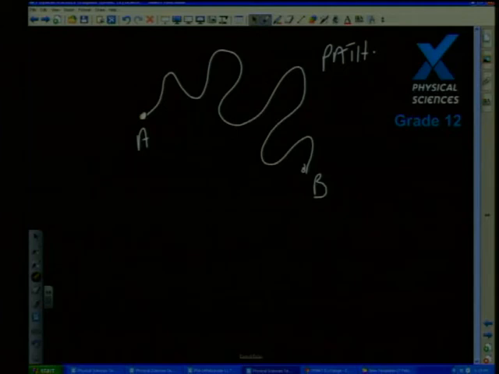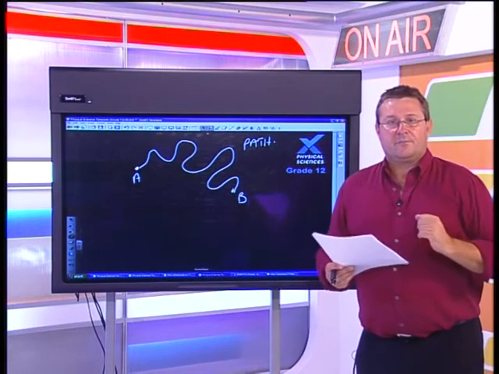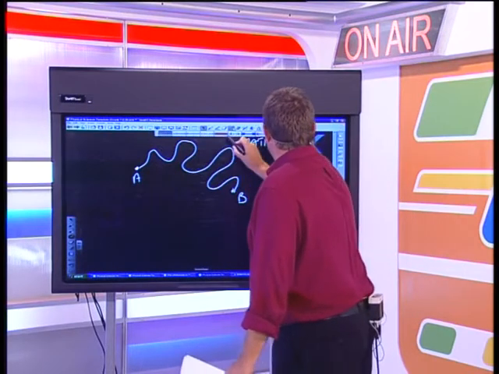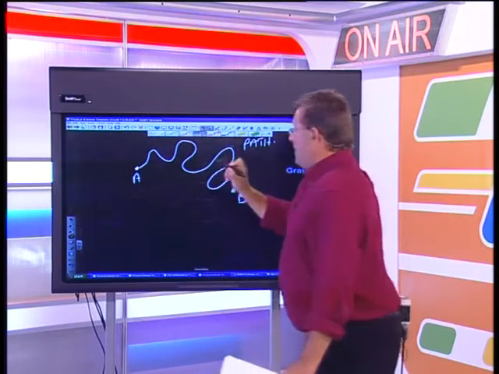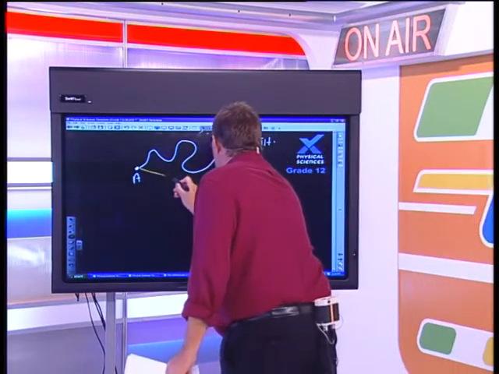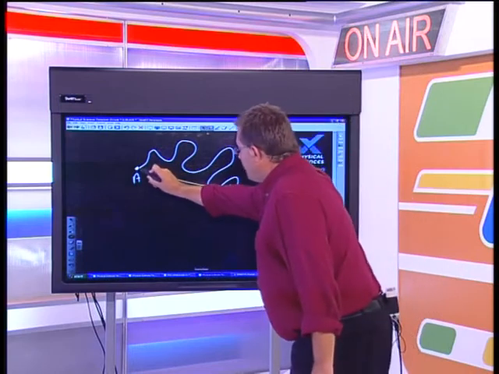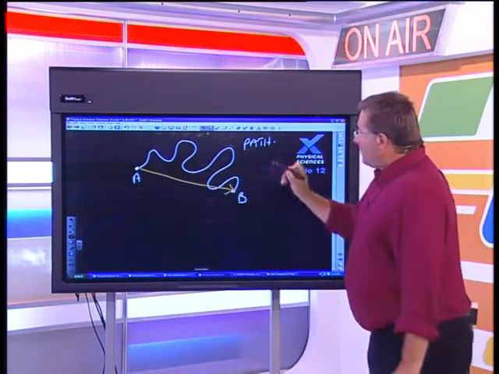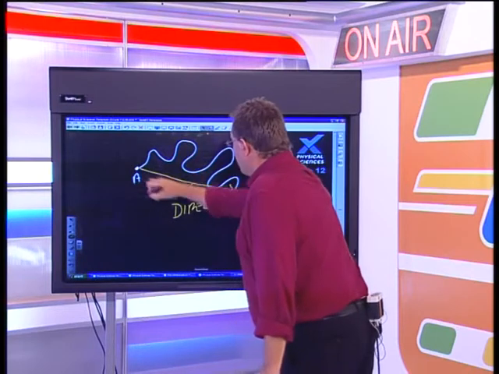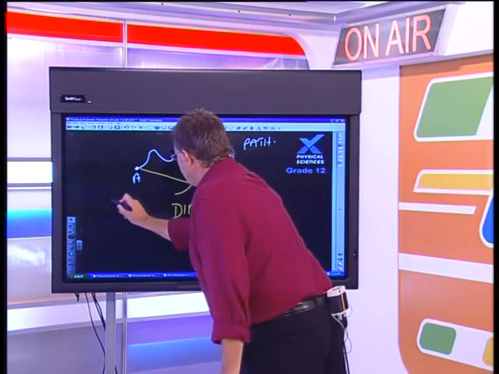So, for example, if I was going from Durban to Joburg, I would jump on the N3 and follow the road. However, if I was in an aeroplane, I could take off from point A and go in a straight line all the way to point B. Can you see that I can measure the path length from point A to point B, but I have also traveled in a specific direction from point A directly to point B? Therefore, what we call this is our displacement.